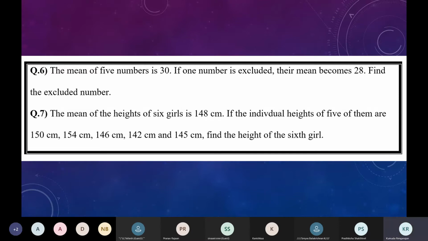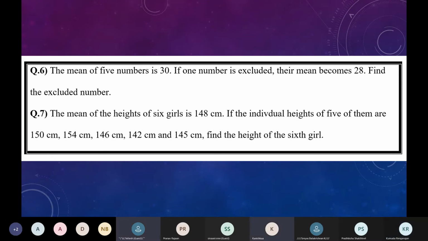The mean of the heights of 6 girls is 148 centimeters. So how many girls? 6 girls. What is their mean? 148. So we know the number of girls, that is the number of observations, and the mean. What can you find?